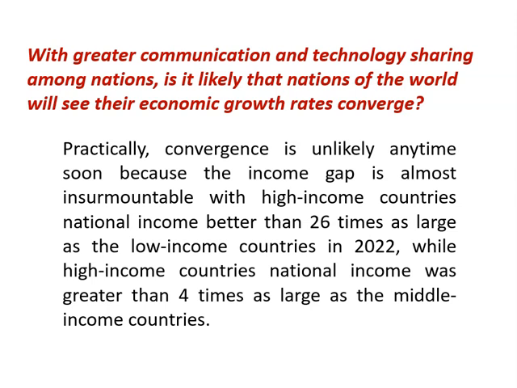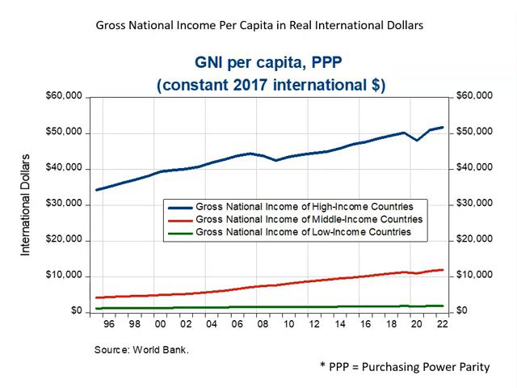Practically, convergence is unlikely anytime soon, because the income gap is almost insurmountable, with high-income countries' national income better than 26 times as large as the low-income countries in 2022, while high-income countries' national income was greater than 4 times as large as the middle-income countries. This slide shows the relative size difference between high-income, middle-income, and low-income countries for gross national income per capita, measured in inflation-adjusted purchasing power parity international dollars.